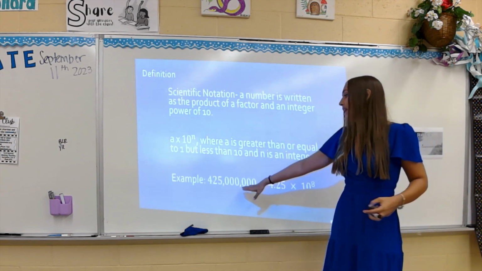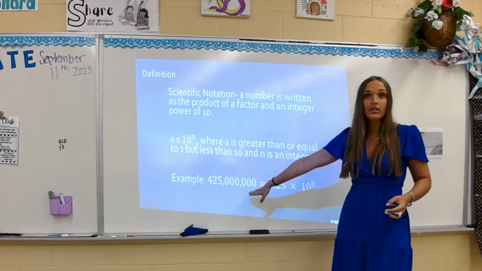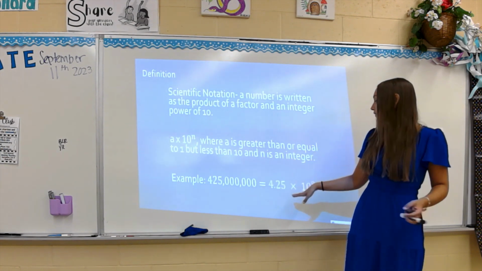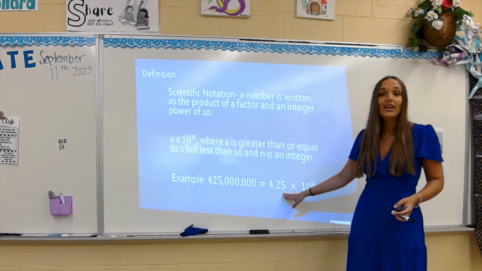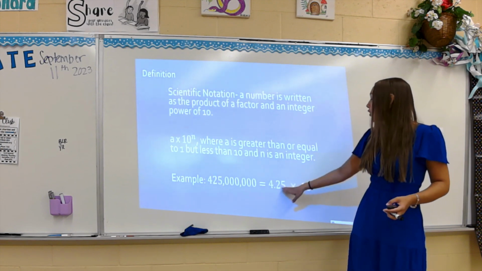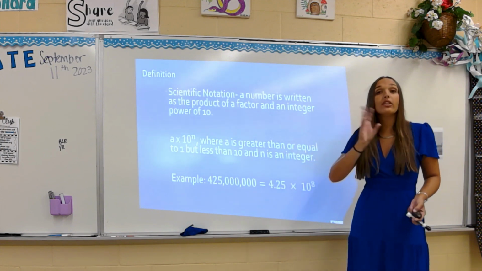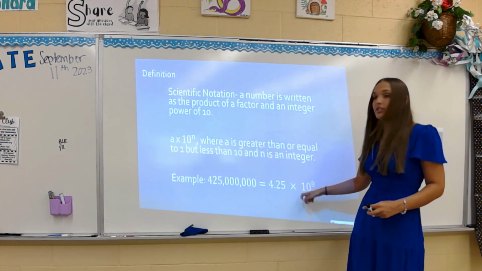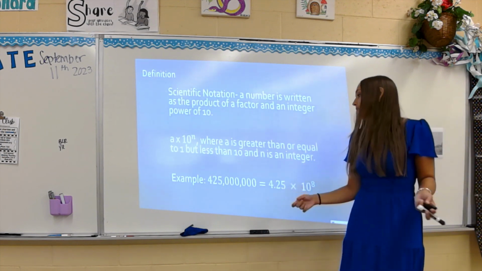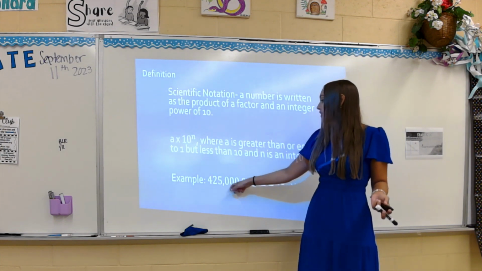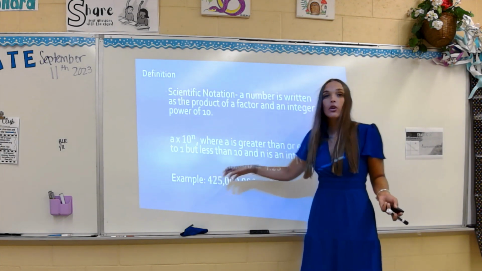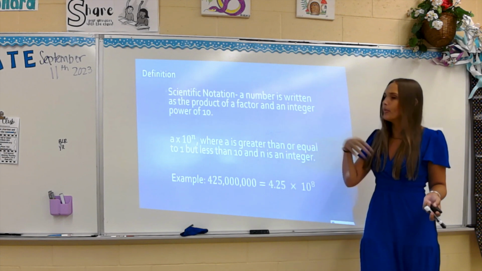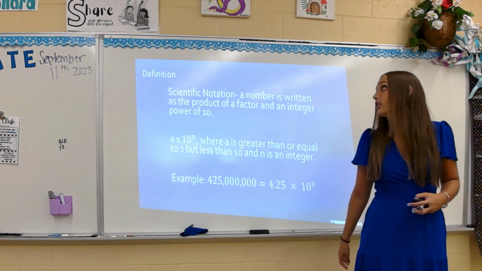Let's take a look. So we have 425 million. If we put that into proper scientific notation, we get 4.25 times 10 to the 8th power. 4.25 is between 1 and 10, which is great. That's what we wanted. And 8 is an integer, so that's our proper scientific notation. We moved our decimal place over 8 times to the left, which gives us a positive exponent. And we'll go into that in a little bit.